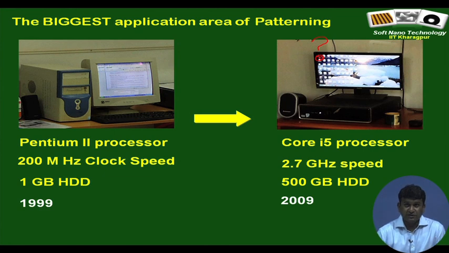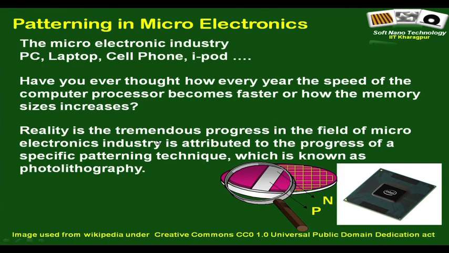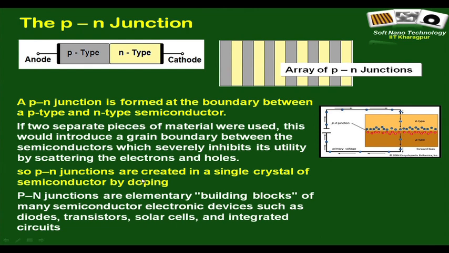And this transformation, these rapid, faster processors, higher capacity memories or storage devices, are all attributed to nothing but patterning technique, and that is the application of patterning in microelectronics. And it is not an overstatement that the progress in microelectronics is significantly attributed to progress in a patterning technique, which is known as photolithography. Why is it so? Because, as we all know, these are semiconductor devices.